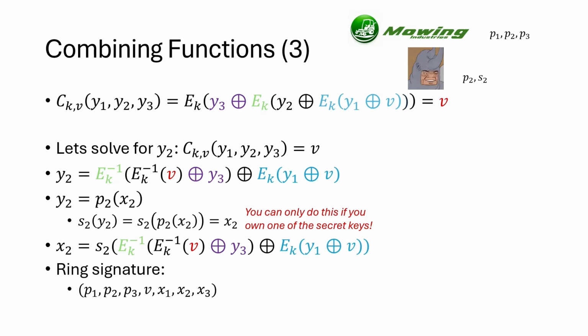So the takeaway is that to generate a ring signature, you run one of these combining functions, and the goal is to have this combining function output a specific value. If you do not own any of the private keys or secret keys corresponding to one of the public keys, you can never force that combining function to output a specific value. But if you do, you can force it to output anything. And because you do, you can force it to output the nonce that you used to generate the combining function to begin with. And that's the beauty of it.